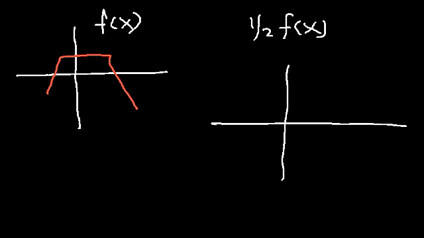Likewise, if you put a half in front of f of x, it's going to be a vertical shrink by a factor of 2. So all of the y values will be half of what they were. The x values will remain the same. You just got to reduce all the y values by half.